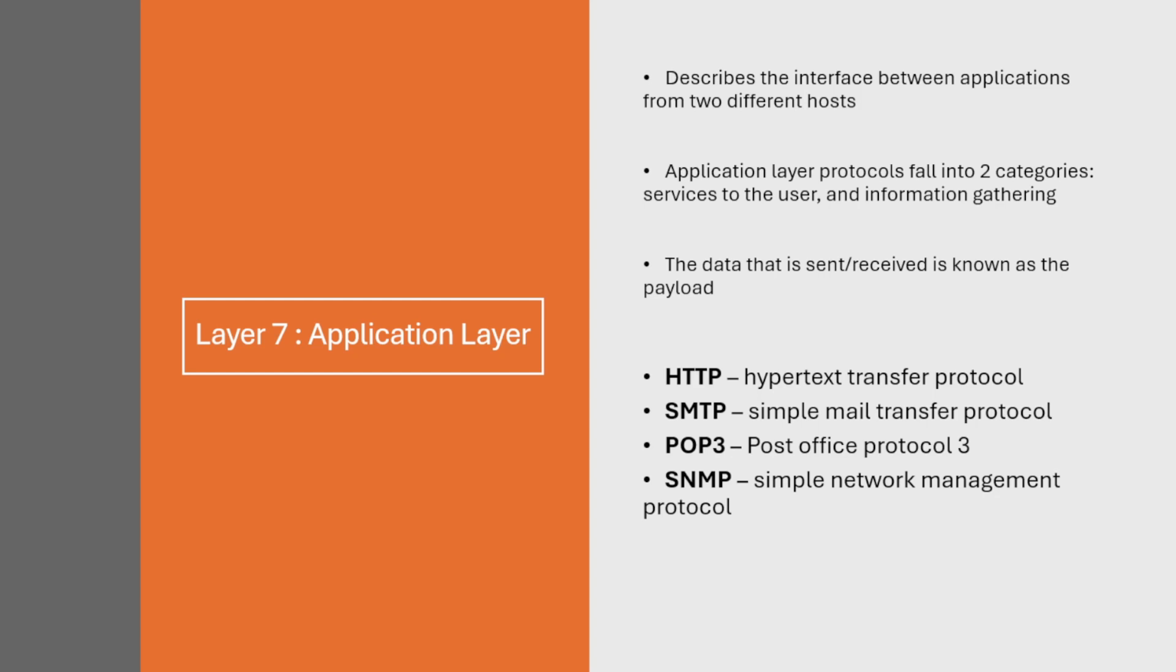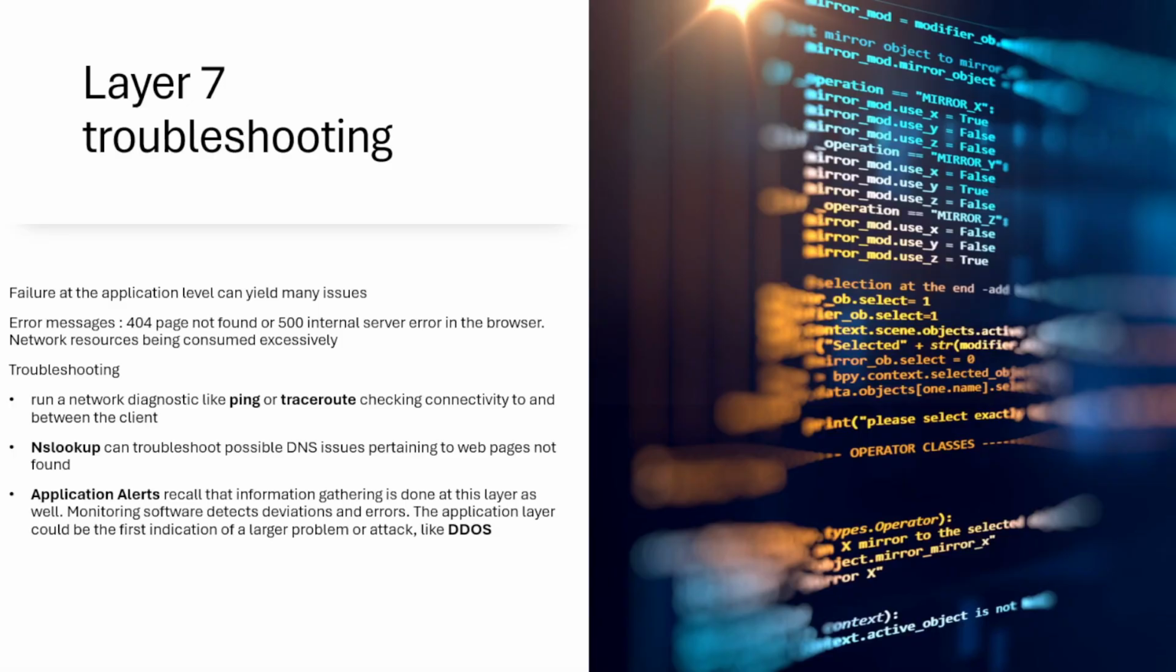So here you'll find the HTTP protocol, Hypertext Transfer Protocol. That's a little redundant. Simple Mail Transfer Protocol, basically what it says, is for transferring mail. The Post Office Protocol 3 for receiving mail. And the Simple Network Management Protocol, which is among those for information gathering on your network.